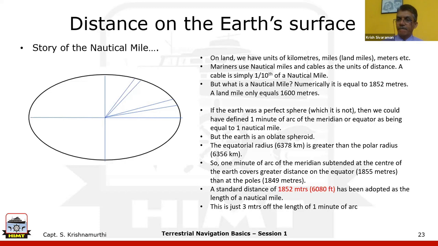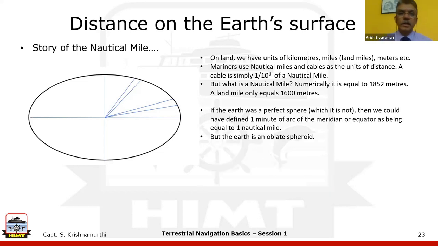Clear? Yes, sir. And you will do exactly the opposite with west. Compass to true, if you will add, sir, west, in west. You have to subtract. In west. From compass bearing to true bearing, if you have a west error, then you subtract the west error from the compass bearing to obtain the true bearing. Is that okay? Yes, sir. Clear.